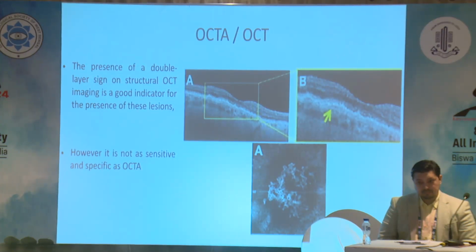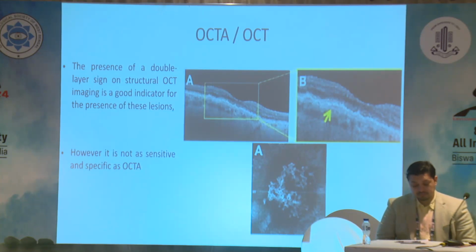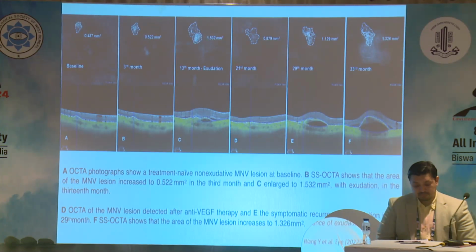So again, with OCT, we can see these lesions, which can be seen as the splitting between the Bruch's and the RPE layers, but it is not as sensitive and specific as OCTA, in which we can see the proper vascular network. This was a study done by Wang in 2022. In this, they were observing the MNV lesions over a period of time. This is one of the lesions which showed that around 12 to 13 months, the membrane not only led to exudation, subretinal fluid, and intraretinal fluid, but the size also increased with time. So OCTA becomes a very important tool in monitoring such patients.